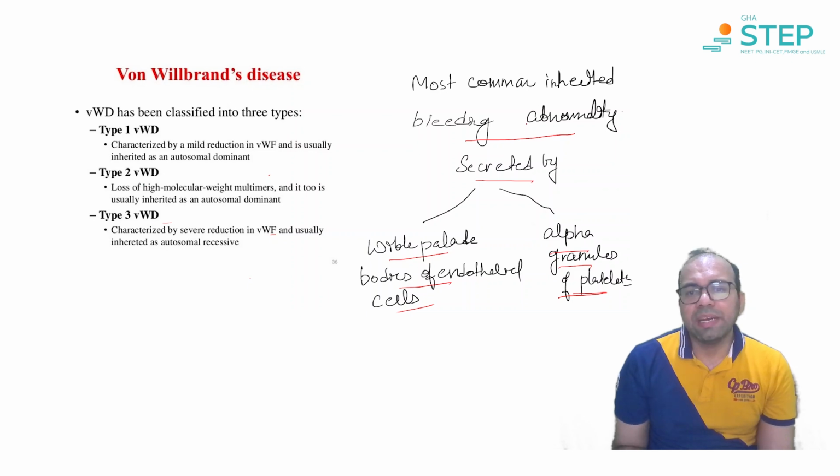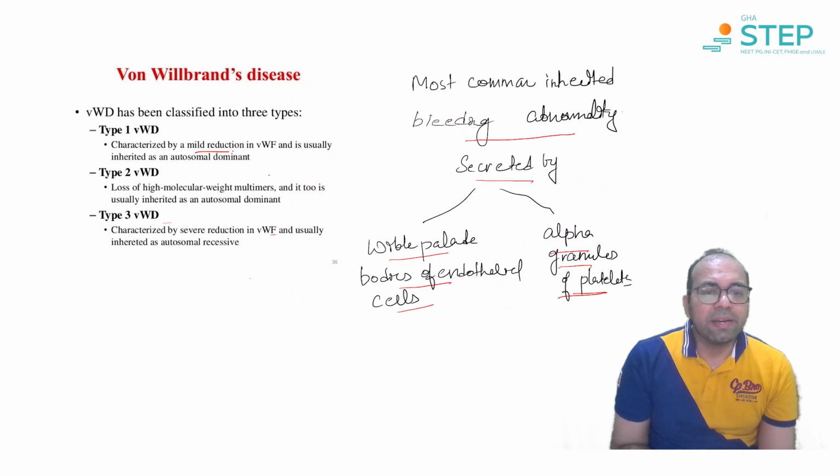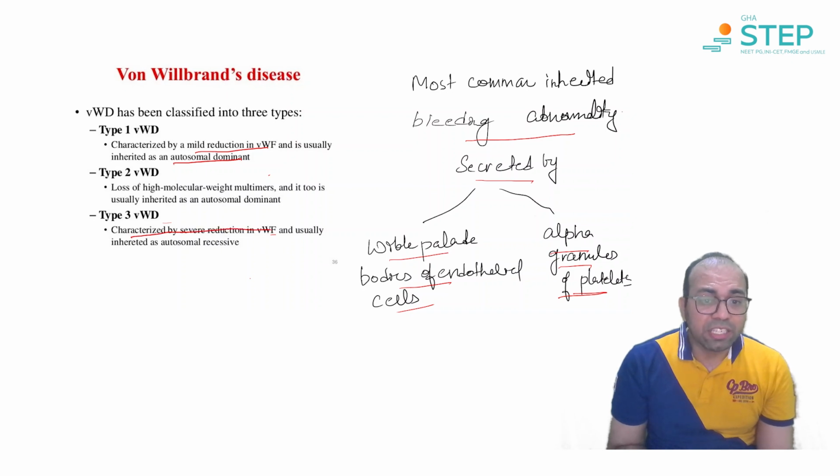It's the most common inherited bleeding abnormality, and von Willebrand factor is secreted by Weibel-Palade bodies of the endothelial cells and alpha granules of the platelets. Type 1 is characterized by mild reduction in von Willebrand factor and it is inherited as autosomal dominant. Type 3 is severe reduction in von Willebrand factor and it is inherited autosomal recessive. Type 2 is loss of high molecular weight multimers and it is inherited in autosomal dominant.